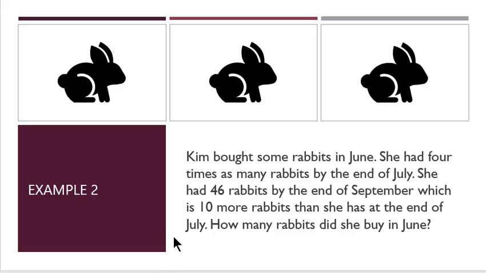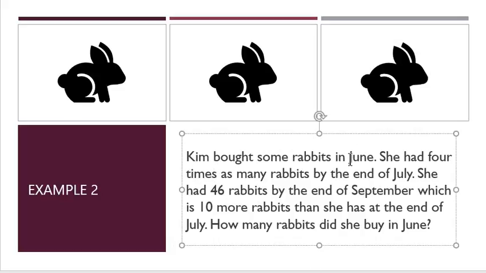So, going back to example number 2, we have a rabbit problem. So, let's try to understand this question. So first, we have a rabbit lover named Kim, and she bought some rabbits in June. So she had 4 times as many rabbits by the end of July. What this means is that if she bought 10 in June, at the end of July, she had 4 times 10. So it's going to be 40. So that's just an example.